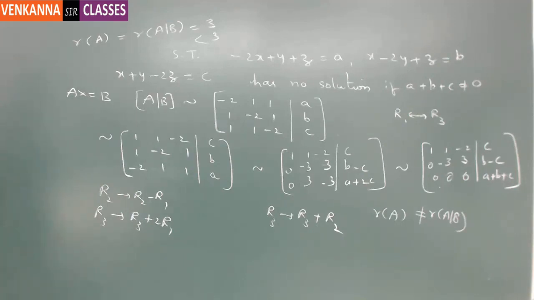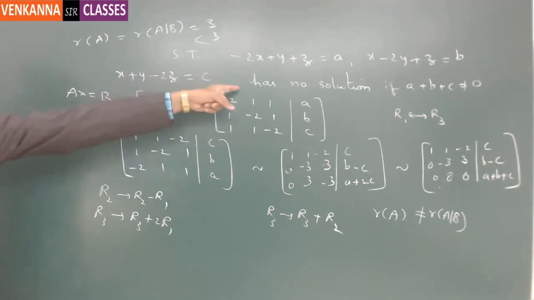So the system will be inconsistent. It means that it has no solution. So we have shown that for the given system, if A plus B plus C is not equal to 0, then it has no solution.